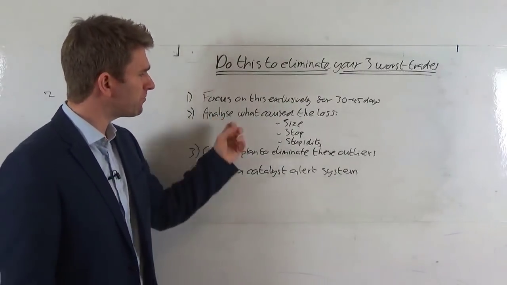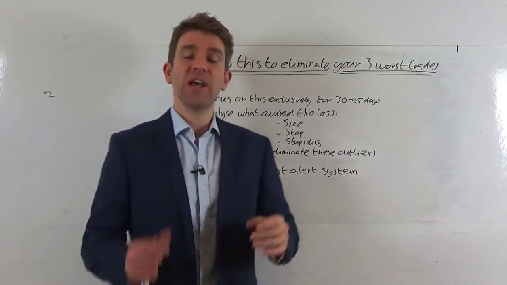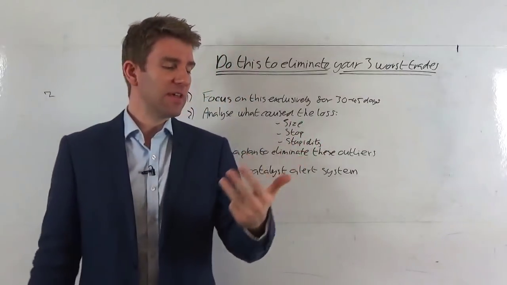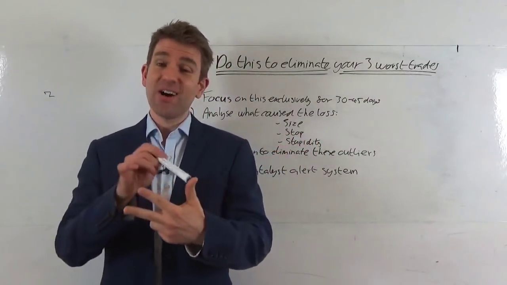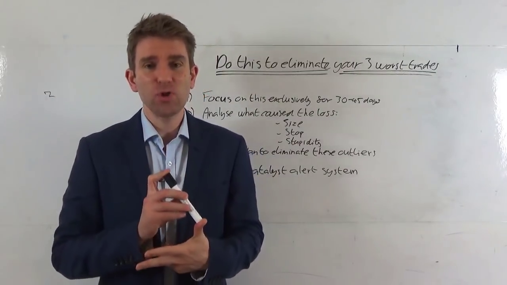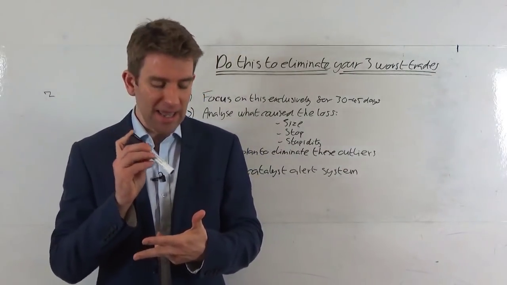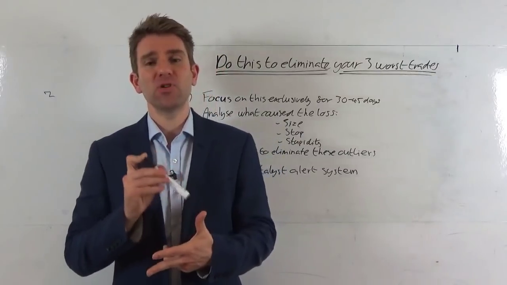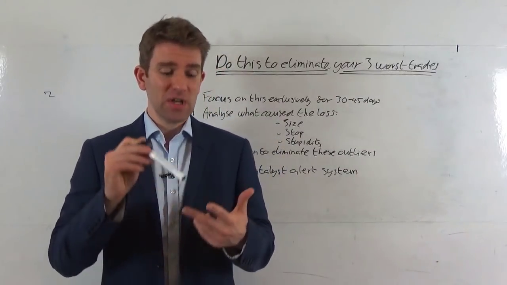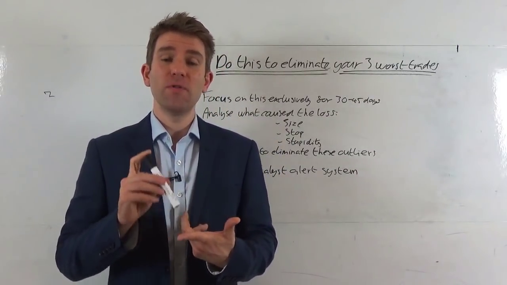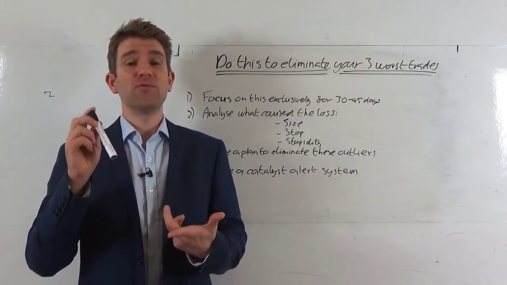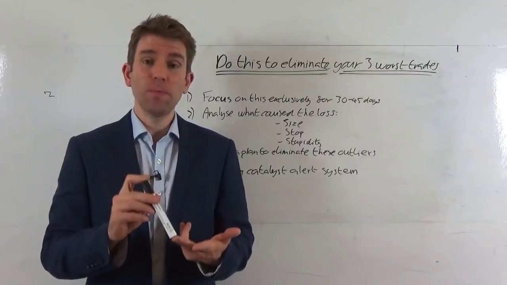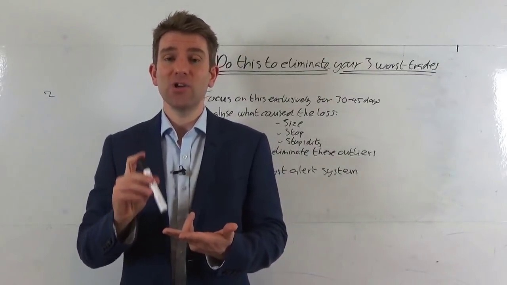Right, number 2. Analyze what caused the loss. Generally speaking, it's 3 things. It's size, it's stop, or stupidity. Size is that you've traded way too much size and it's done an incrementally massive amount of damage to the account compared to other trades. Stop is that you haven't honored your stop. You've held the position, it's gone against you, and eventually you've just puked the thing up. Or stupidity is that you've done something you shouldn't have done.